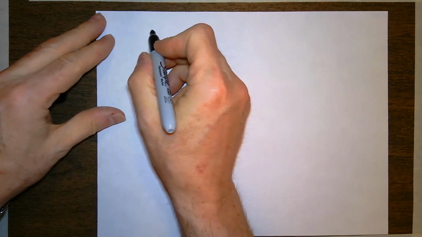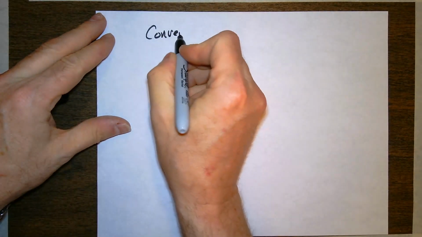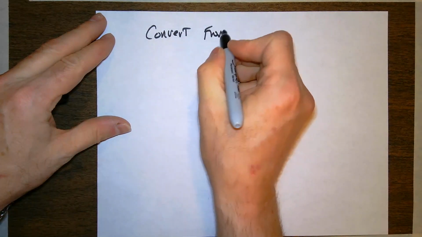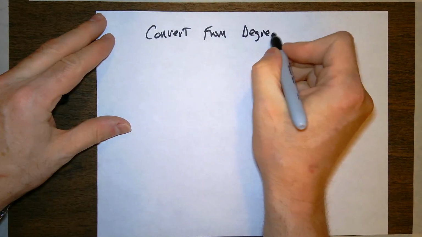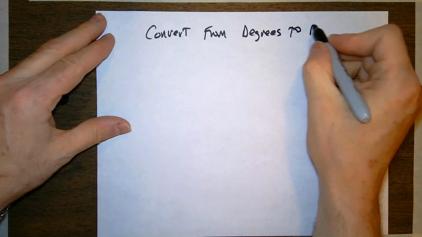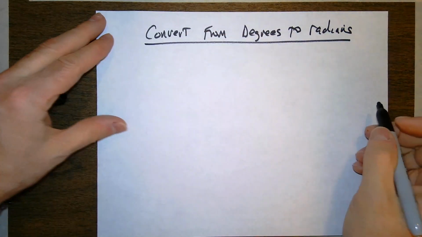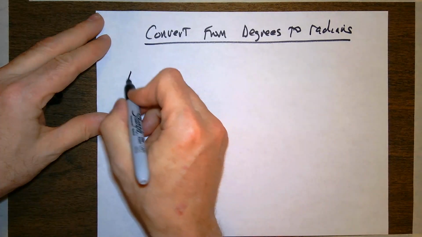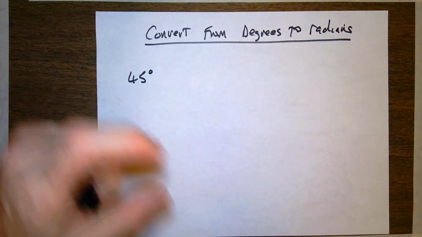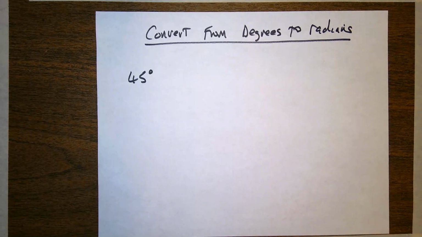So the first thing I want to do is convert between degrees and radians. So let's look at some examples where we convert from degrees to radians. So for the first one, I'd like to do 45 degrees. And let's do this one together. I'll go ahead and do this one.